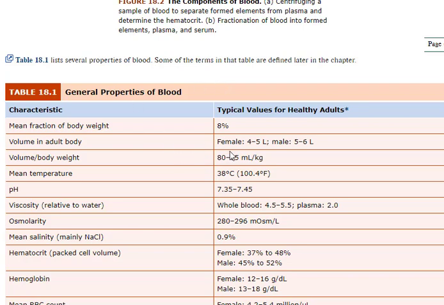So a woman has between 4 to 5 liters of blood. A guy has 5 to 6 liters. That's partly because males are bigger. They generally tend to be larger than females are, but obviously, that's not always true. And the volume per your body weight should be, for every kilogram that you weigh, 80 to 85 milliliters of blood.